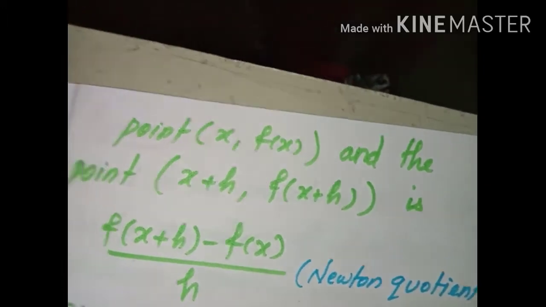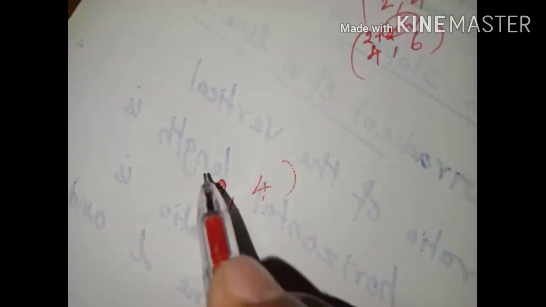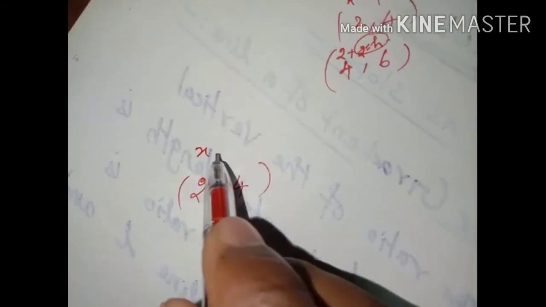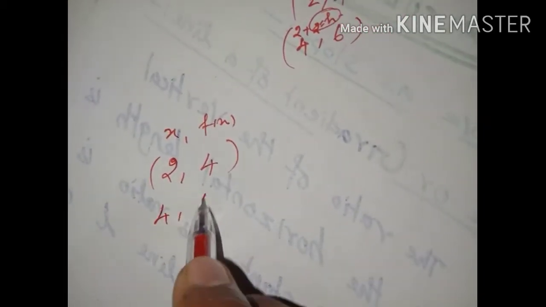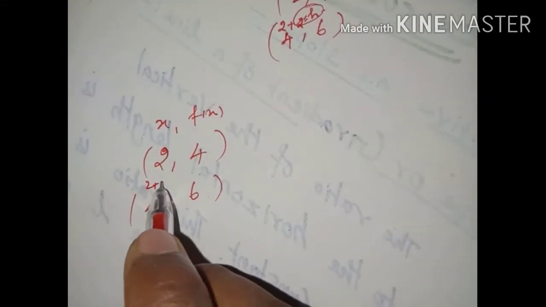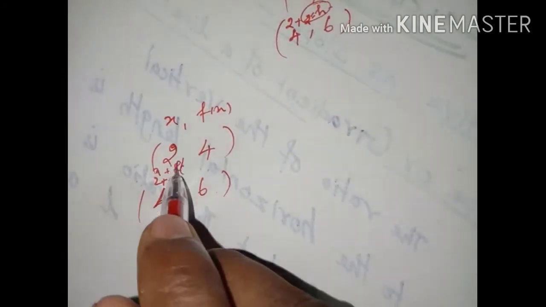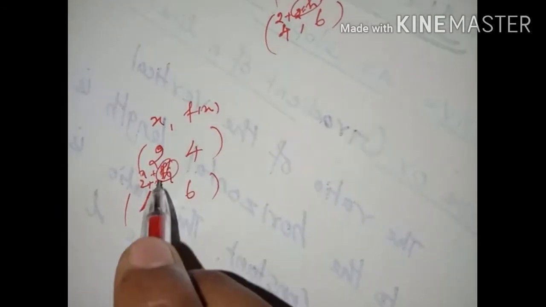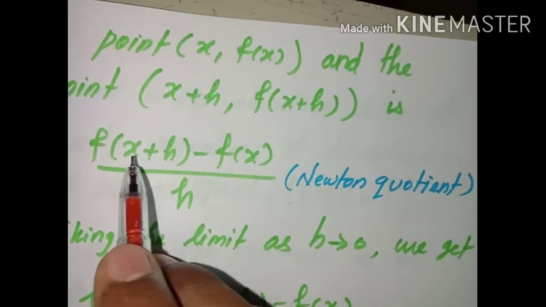h means the change in the point. For example, (2, 4) is (x, f of x) and another point is (4, 6). Now the point 4 is 2 plus 2, so x plus h, where h is the change in the point of 2. So the change in the point of 2 gives 2 plus 2, which is 4.